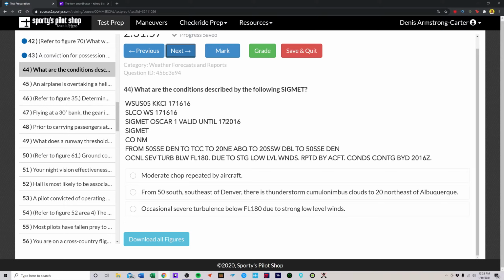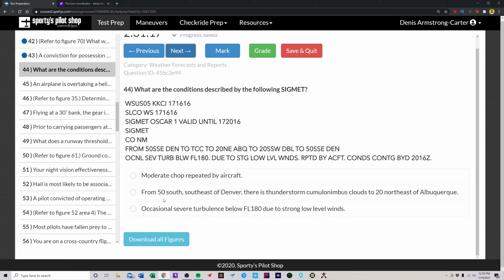Segment Oscar 1 valid until 5:20 on the 16th. Something nautical miles. From 50 south-southeast Denver to Tracon to 20 northeast Albuquerque to 20 south-southwest, a DBL vortex to 50 south-southeast Denver. Occasional severe turbulence below flight level 180 due to standing low-level winds reported by aircraft. Conditions continuing beyond 2016 Zulu. Boom. I just read that whole thing, guys. It looks weird, but I just read it.